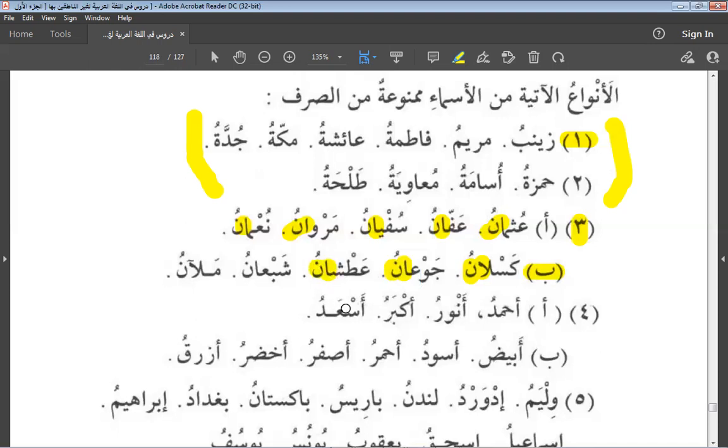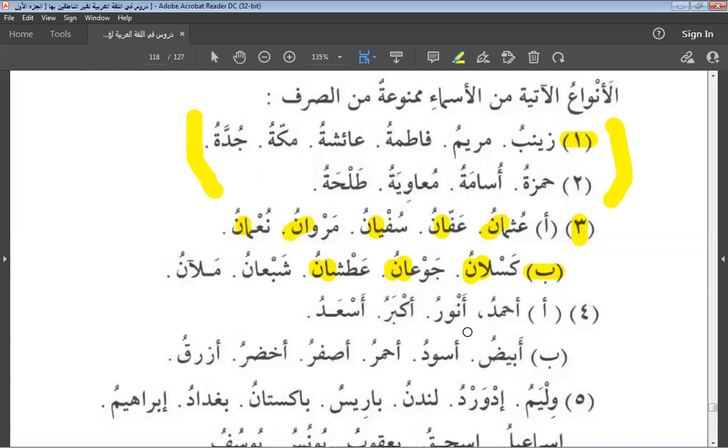Adjectives that end in alif and nun are also mamnu min as-sarf. So not like jamilun, not like al-waladu jamilun, not like al-bintu kabira, not those kind of adjectives. When you find adjectives like this, kaslan, jaw'an, atshan, shab'an, mal'an, they are all mamnu min as-sarf.